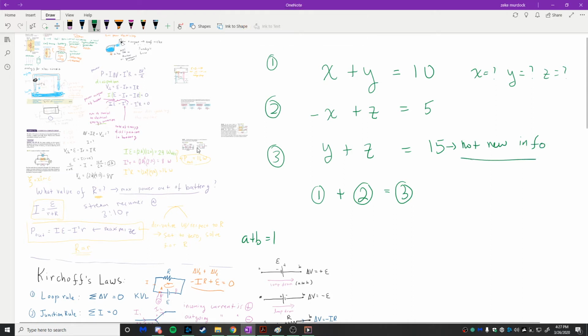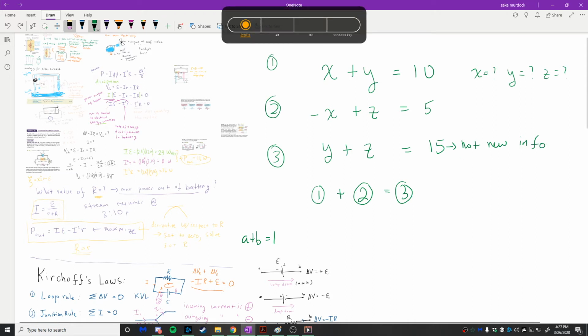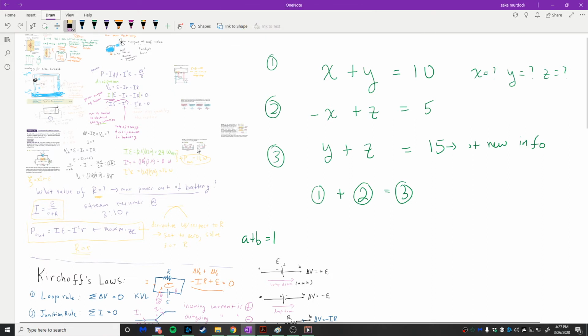It's not new information. This equation does not provide any new information. One of the rules in math is that I can take two equations and add them together, right? So this isn't a new equation. It's not linearly independent, that's what they say in mathematics. This equation depends on the other two equations, right?